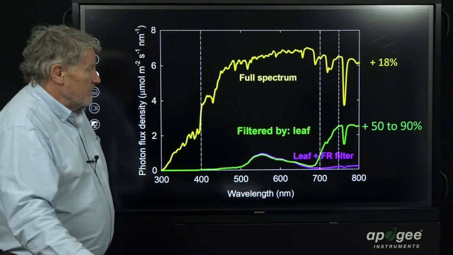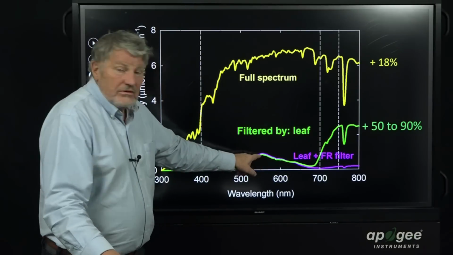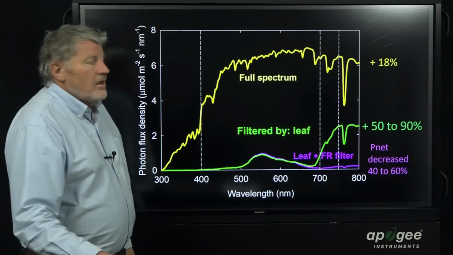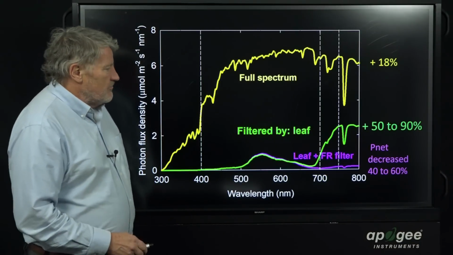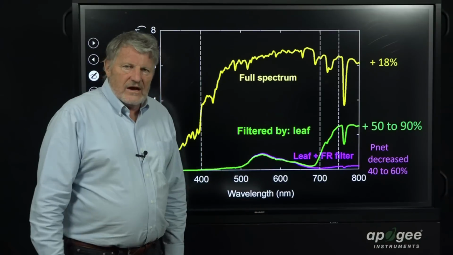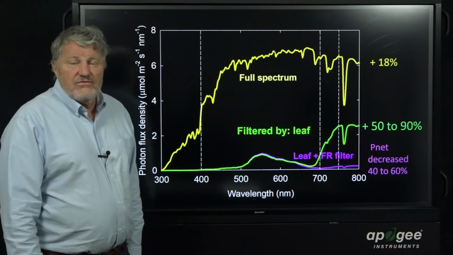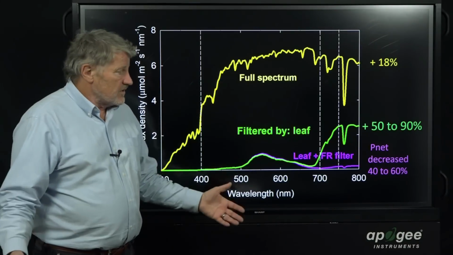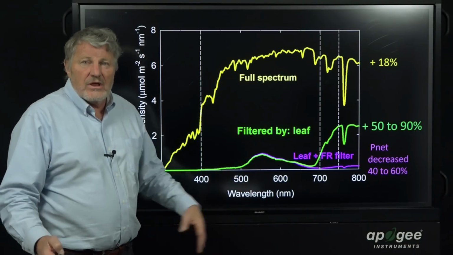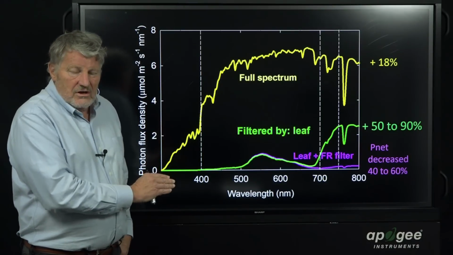What did we find? Here's the filter. Applying that filter, we block this, let the green come through. P-net decreased 40 to 60%. This is a huge effect, and it further emphasizes the value of far red photons in global climate change research, our global climate change models. This is a big finding.